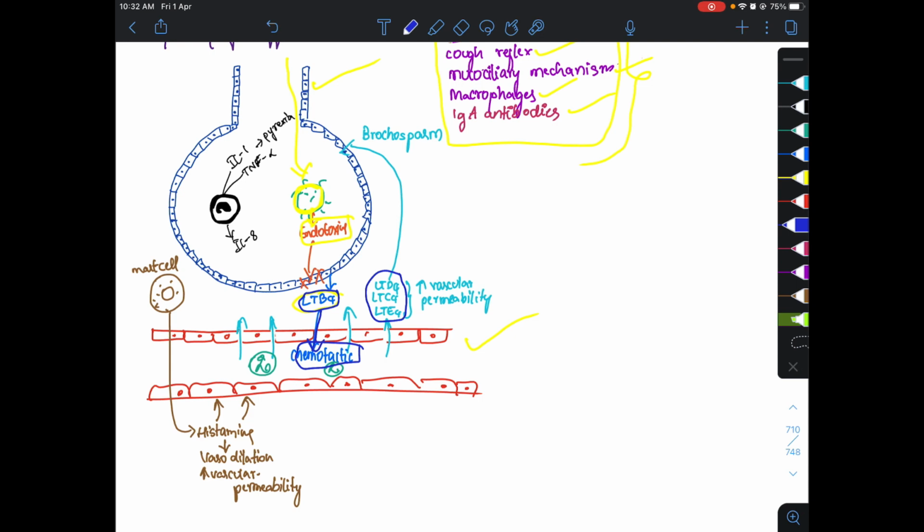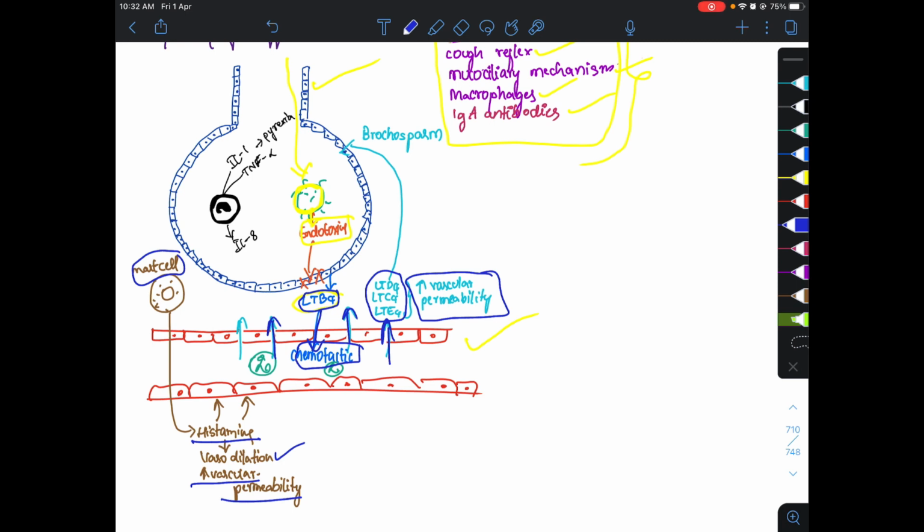And LTD4, that is leukotriene D4, C4 and E4, are important because they increase the vascular permeability. Hence, this causes an increase in the exudate, and surrounding the alveoli there will be many mast cells, and these mast cells will release histamine, and this causes vasodilation and increases the permeability.